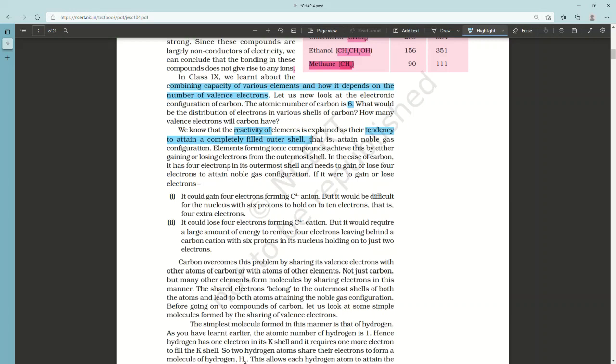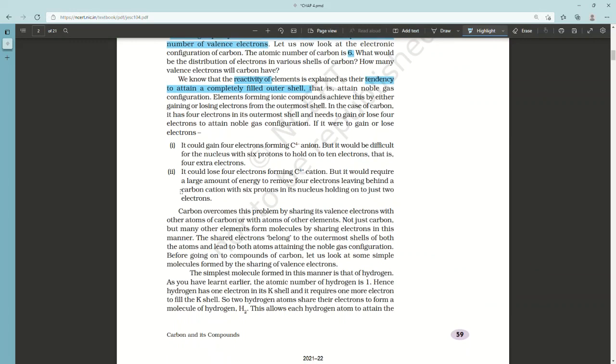Elements forming ionic compounds achieve this by either gaining or losing electrons from the outermost shell. In the case of carbon, it has 4 electrons in its outermost shell and needs to gain or lose 4 electrons to attain noble gas configuration. If it were to gain or lose electrons, first, it could gain 4 electrons forming C4- anion, but it would be difficult for the nucleus with 6 protons to hold on to 10 electrons, that is 4 extra electrons.